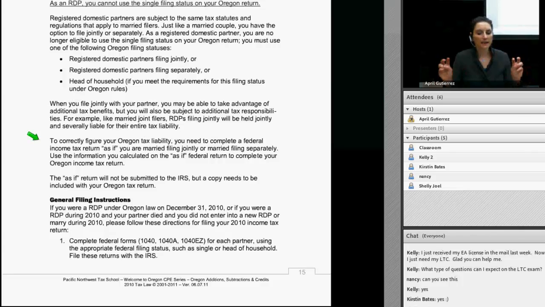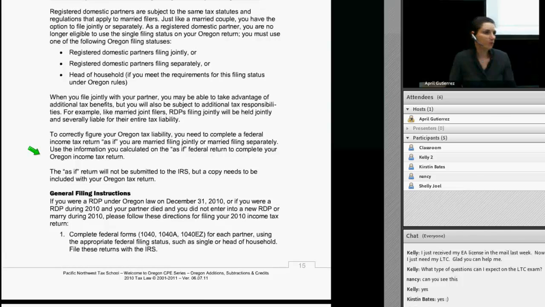To correctly figure your Oregon tax liability, you will need to complete a federal income tax return as if you are married filing jointly or married filing separately. Use the information that you calculate on the as-if return to complete your Oregon income tax return. The as-if return will not be submitted to the IRS, but a copy of the as-if return needs to be included with your Oregon tax return.